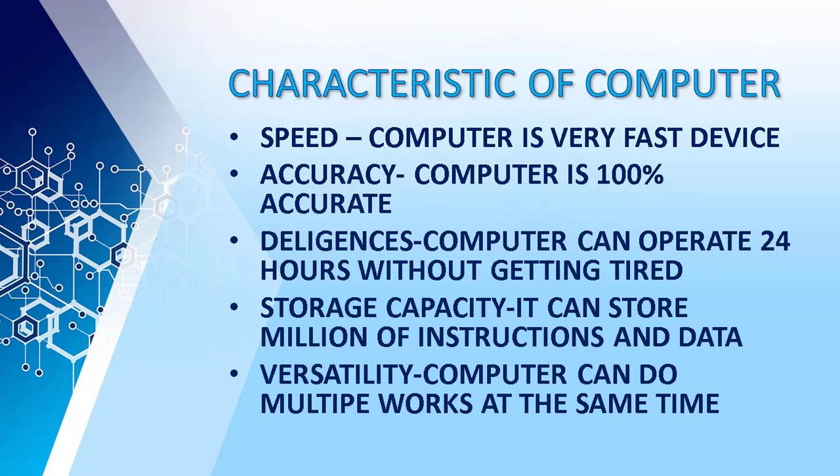So there are different characteristics of computer. The five important characteristics I have explained, that is speed, accuracy, diligence, storage capacity and versatility. So these were the different characteristics of computer. Speed, that is the computer is a very fast device. Accuracy, computer is 100% accurate, that is computer is always correct. Diligence, computer can operate 24 hours without getting tired. And the storage capacity, it can store millions of instructions and data. And versatility, computer can do multiple jobs at the same time. So these were the different characteristics of computer.